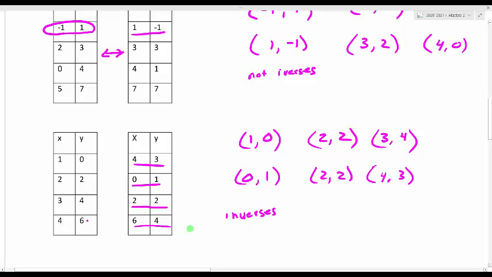Okay, so you do have to remember functions do extend infinitely. So based on what I see here from these 4 points that they gave me, I would say they're probably inverses. I can't tell you for sure because I'd have to look at all the points. Okay, so these are inverses.